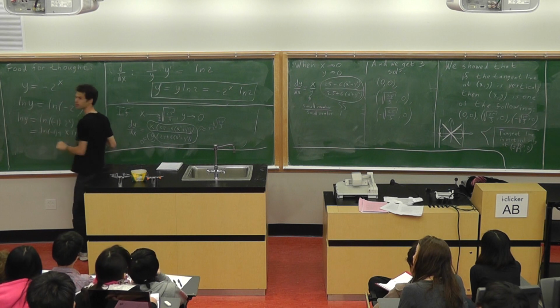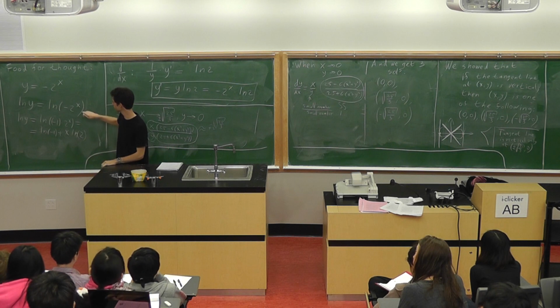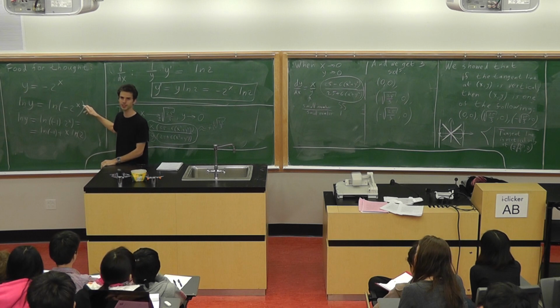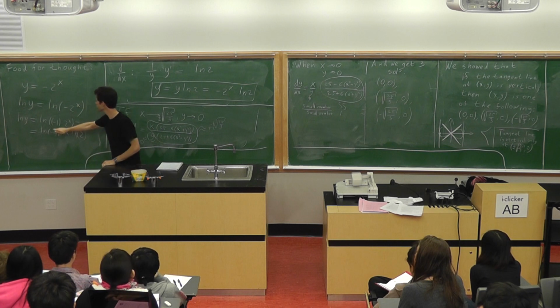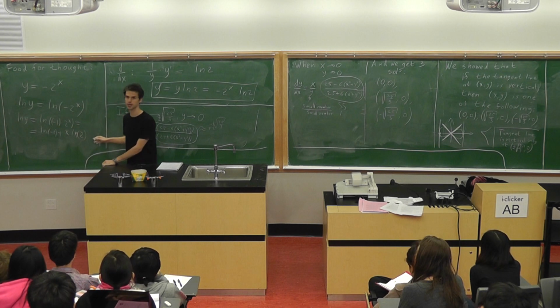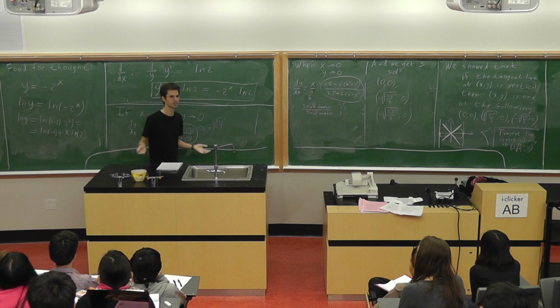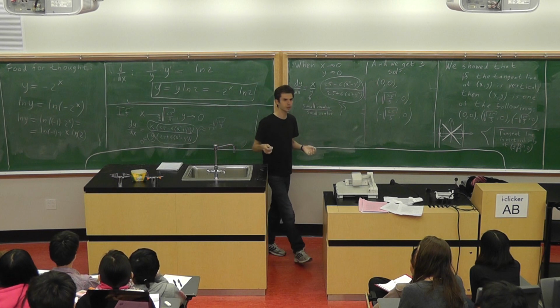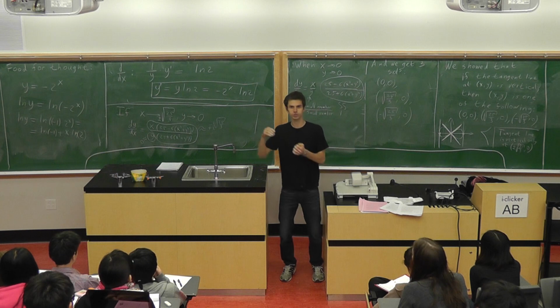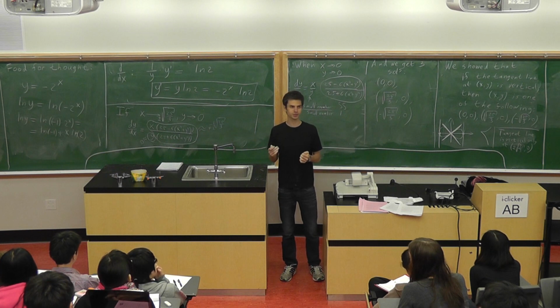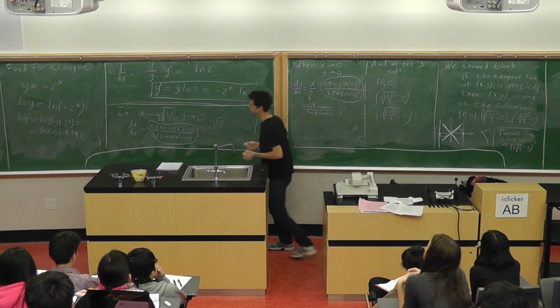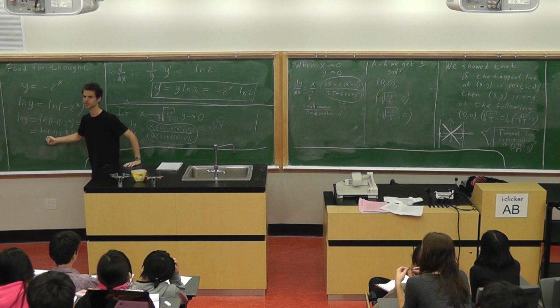From here to here, I went, well, from logarithm of negative 2 to the power x, I transformed it as logarithm of negative 1 plus something. What is logarithm of negative 1? Is there some number such that e to the power of this number is negative 1? Well, of course, no. So this number does not exist.